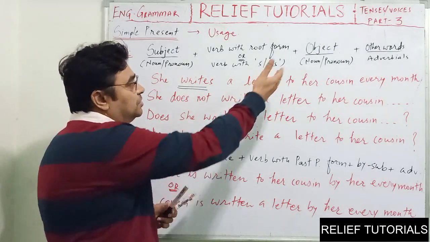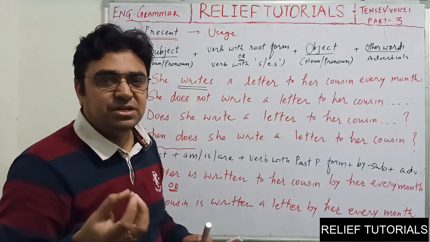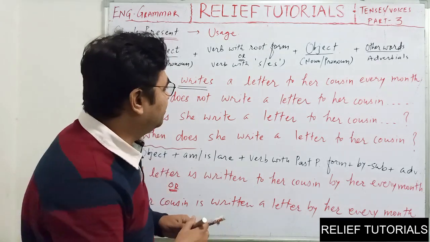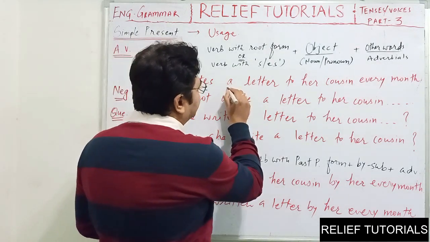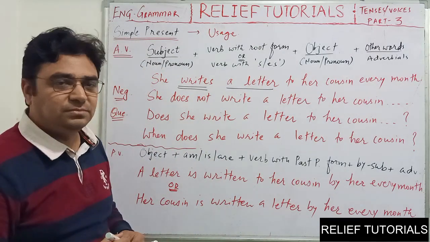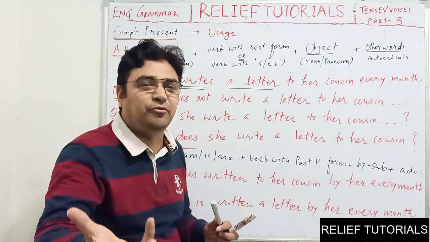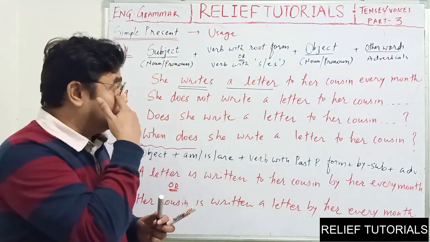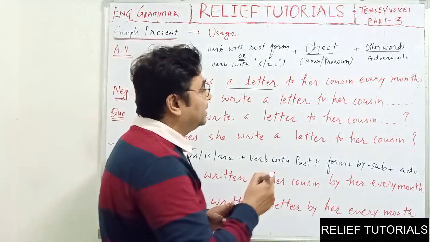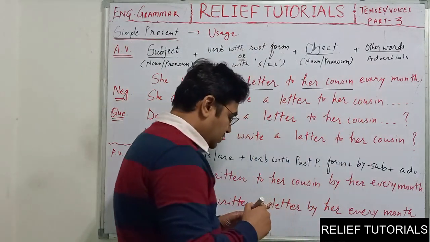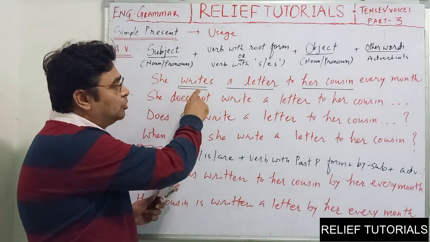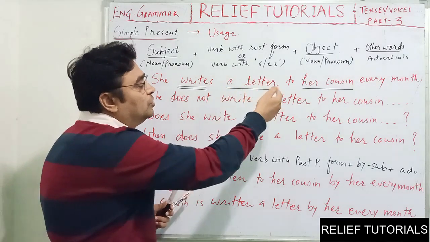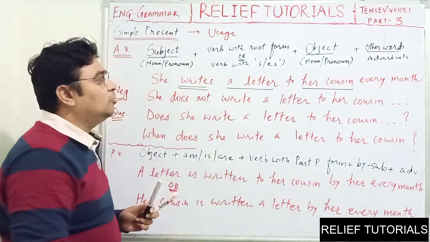Then comes the object. Object is again something or somebody that has got a name. So it is either a noun or pronoun. So here we have an object, a letter. Object is something upon which the action is performed or to which the action is performed. So here we have the object as a letter, and we also have another object, that is her cousin. She writes what? Okay, she writes a letter. She writes a letter to whom? To her cousin. So these both are the objects.